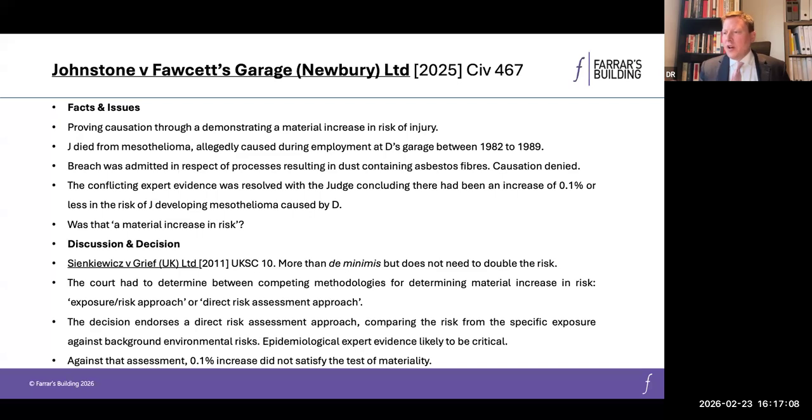After determining the conflicting expert evidence, the trial judge concluded that there was an increase of 0.1% or less in the risk of the claimant developing mesothelioma. And the question was whether or not that was material. What constitutes a material increase in risk?